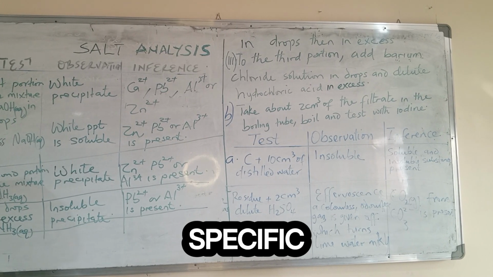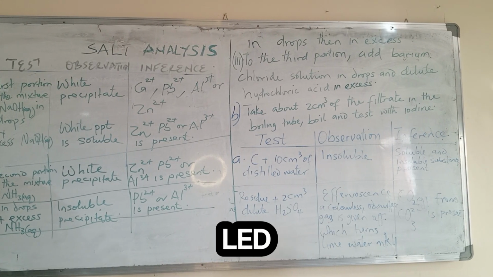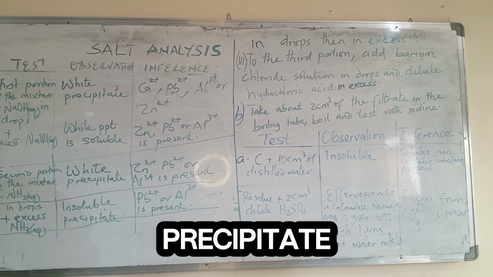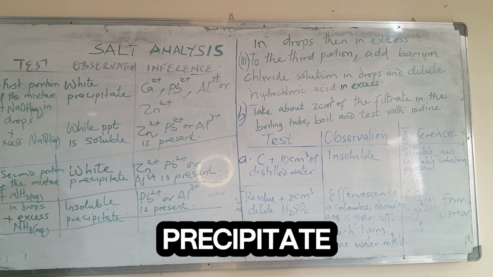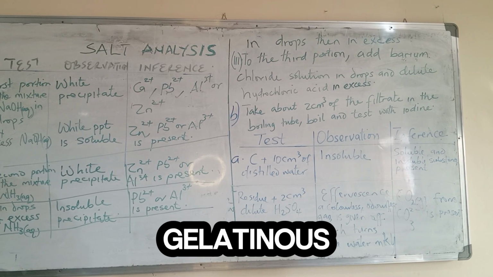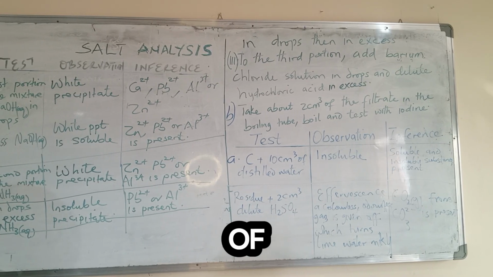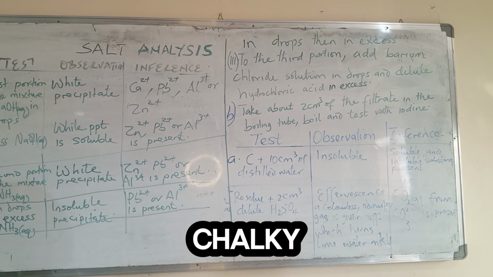We want to be specific here. We now want to test for lead-2 ion. For lead-2 ion, you will have a chalky or powdery precipitate. If it is aluminium ion, you have a gelatinous precipitate. So we want to identify lead-2 ion, and of course, we are going to have a chalky precipitate.